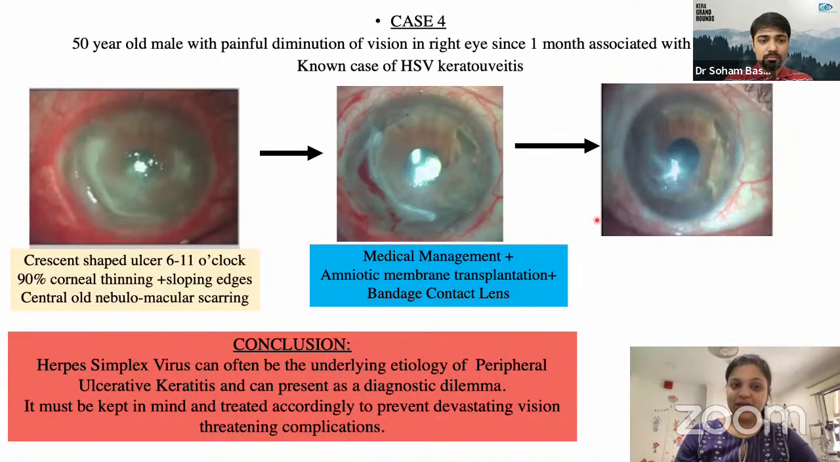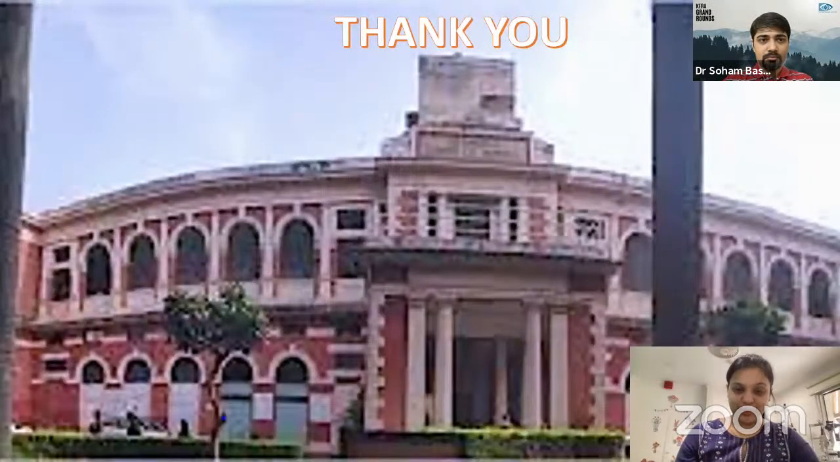I will conclude by saying that HSV can often be a masquerade and can present as an underlying etiology of a peripheral ulcerative keratitis. It can be a diagnostic dilemma and must be kept in mind and treated accordingly. I am very thankful to my department at Sri Sankaradeva Charity Eye Hospital for mentoring and helping me out with these cases. Thank you.